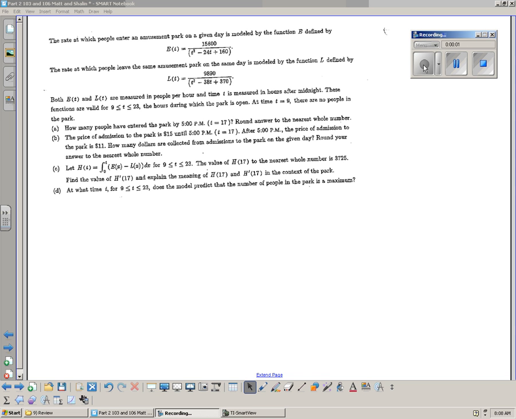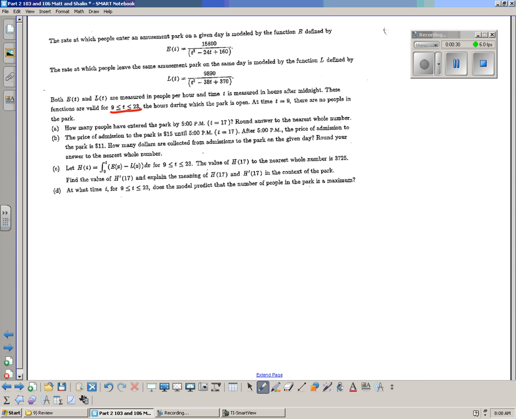Hello everyone. We are doing question 106 of the calculator review packet. So we start off with A. How many people have entered the park by 5 p.m., which is t equals 17? Now if you see in the directions, you see it goes from 9 to 23. So t equals 17 is really from 9 to 17 because 9 is your minimum value.